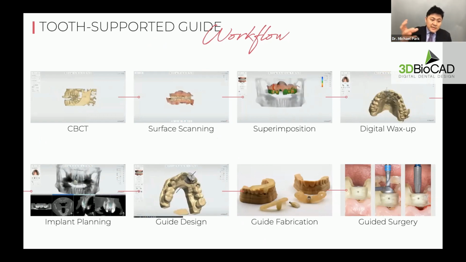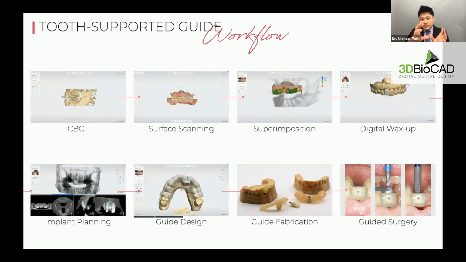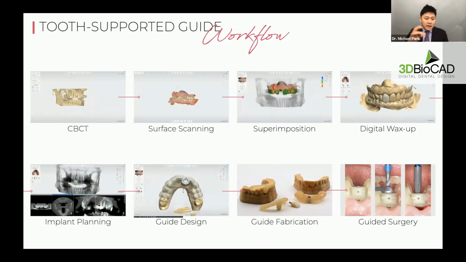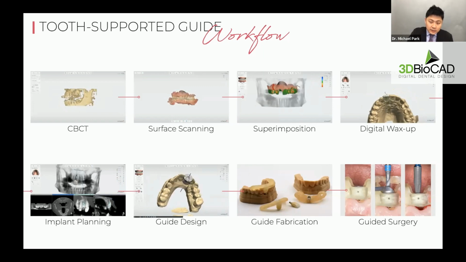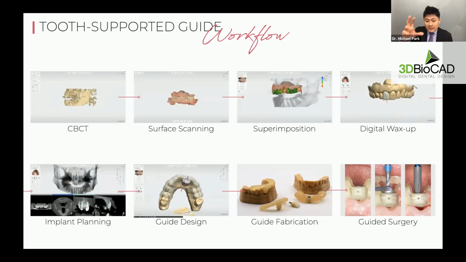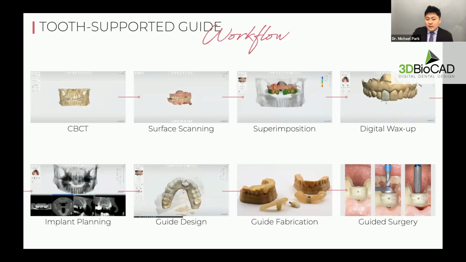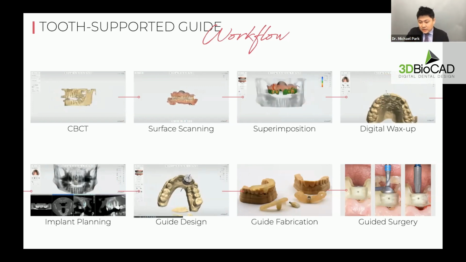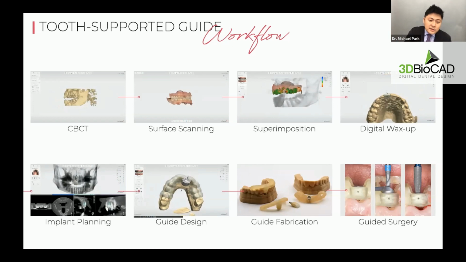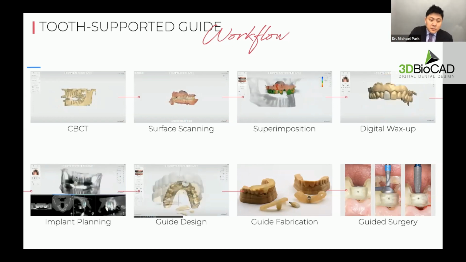And then based on the prosthetic planning and the anatomy and vital structures that we see from the CT scan, we can position our implant in the correct position. And once the implant's in the correct position, then we can design our guide and fabricate the surgical guide. And then once the guide's ready, we can do our surgery. But let's go into each step a little bit more in detail.